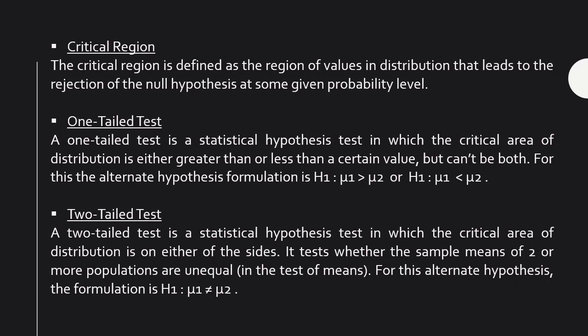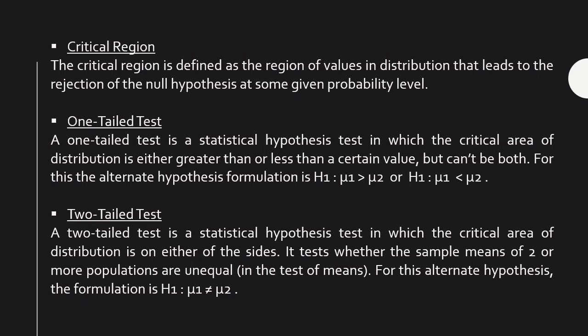Now let's see another terminology, that is the critical region. The critical region is defined as the region of values in the distribution that leads to the rejection of your null hypothesis at some given probability level. First of all, we need to understand the distribution of your data. After that, there is some probability level across that graph where the null hypothesis will be rejected. The area under that curve is referred to as the critical region.